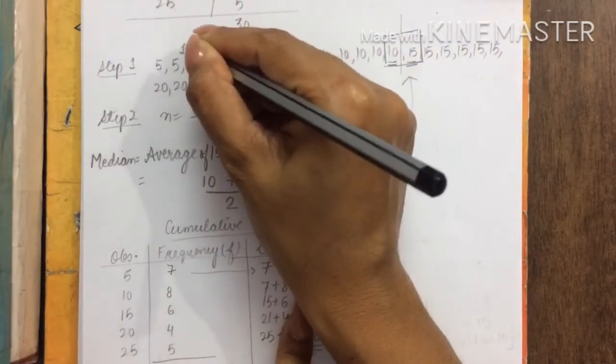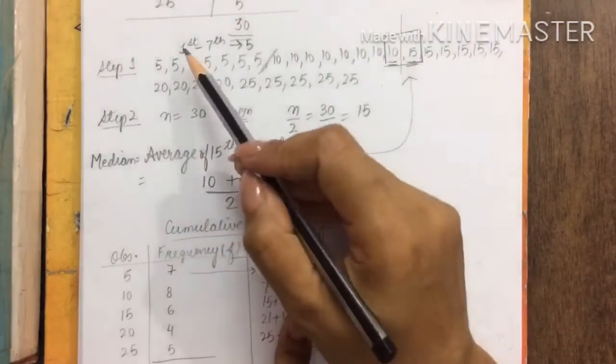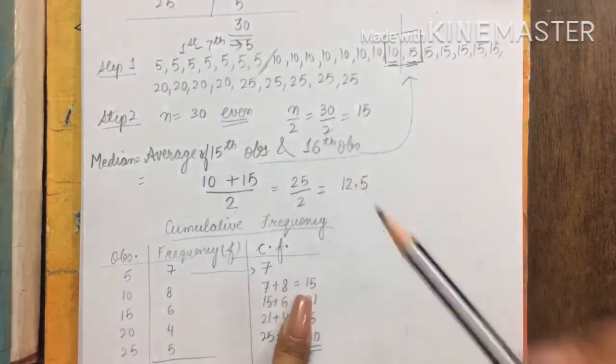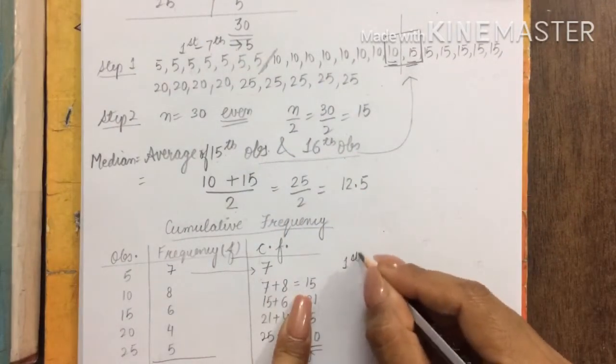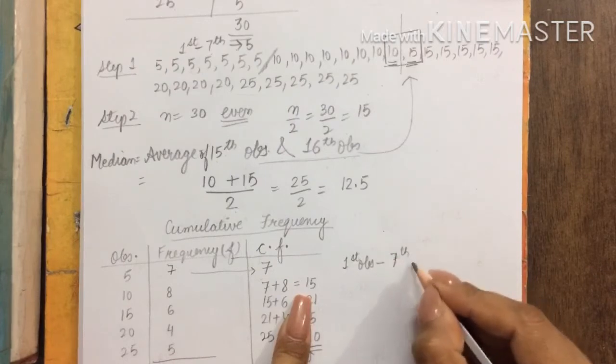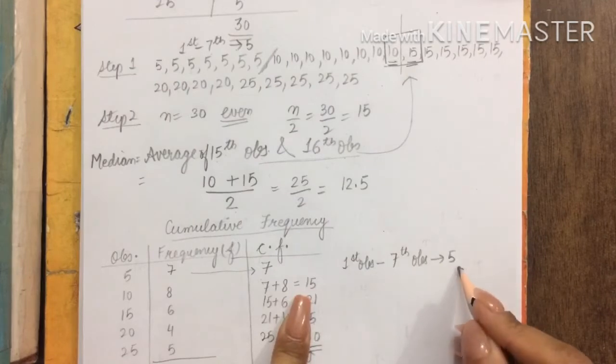So first to 7th I have got 5. So first place up to 7th place have been occupied by 5. So this is, I'll just write down. You're not supposed to write this, just for reference. So first observation to 7th observation is 5.